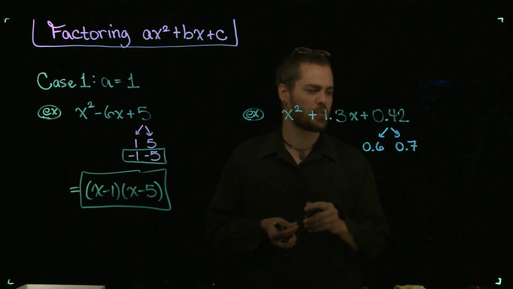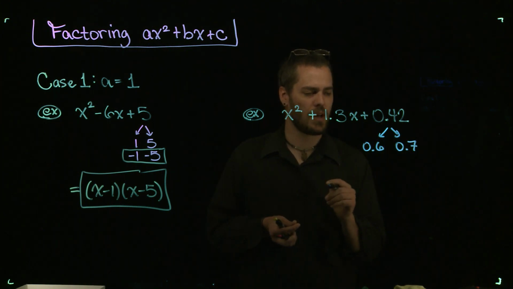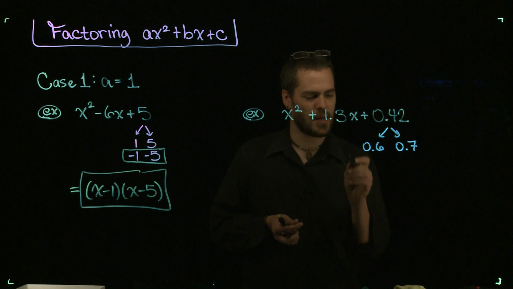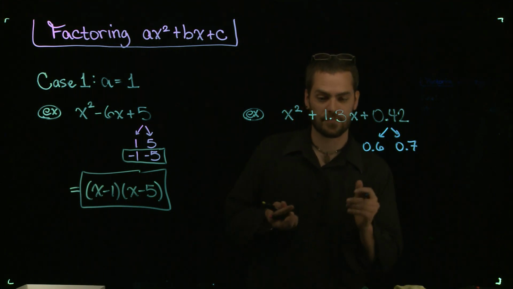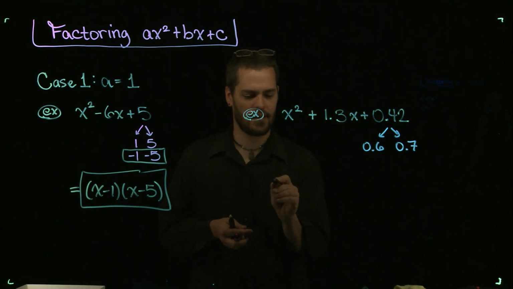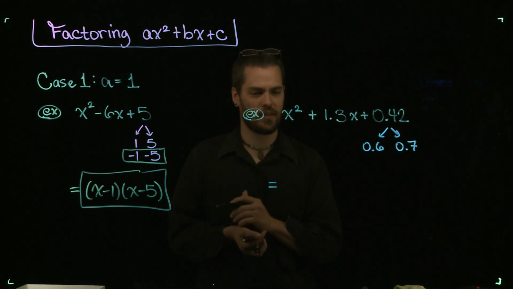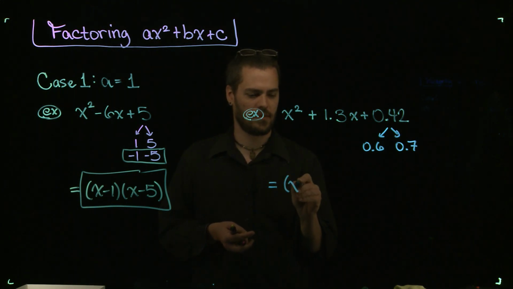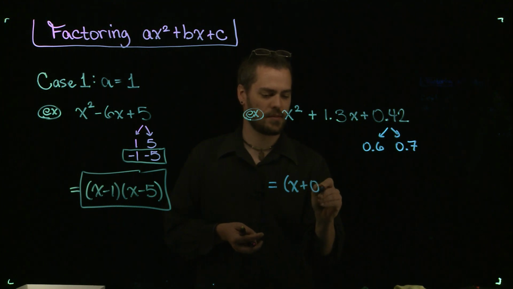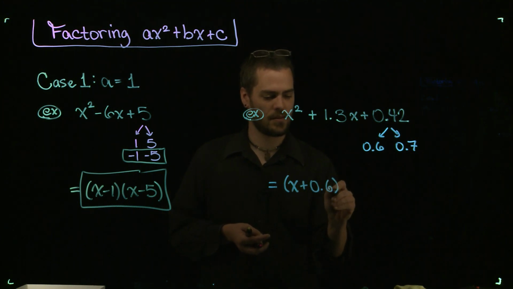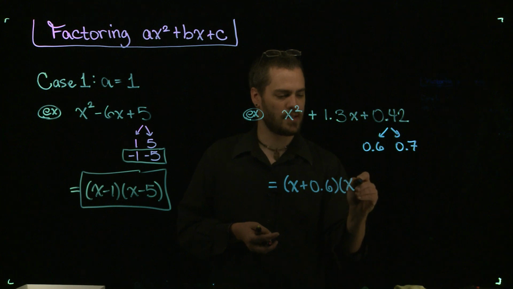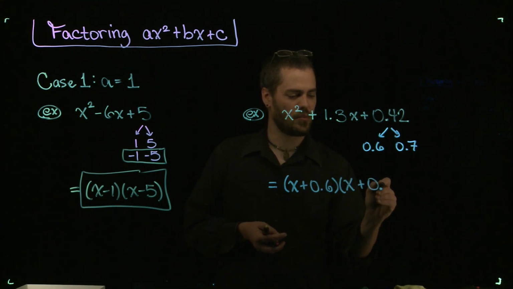Indeed, 0.6 times 0.7 equals 0.42. And if I add those two up, I get 1.3. Therefore, this x squared plus 1.3x plus 0.42 factors into x plus 0.6 times x plus 0.7.